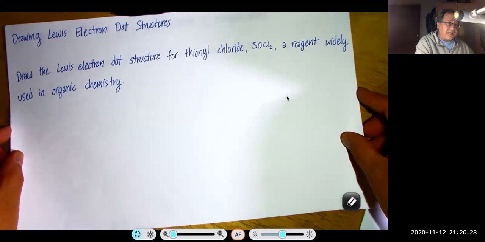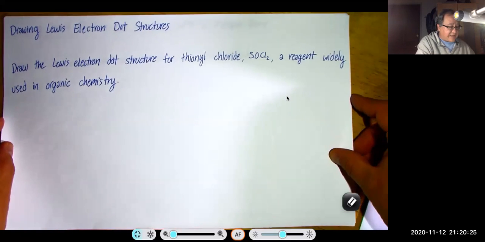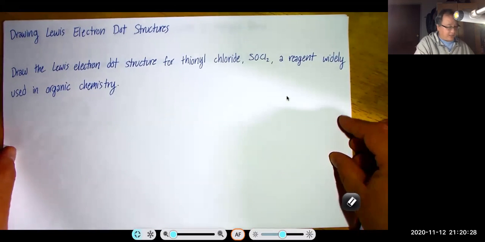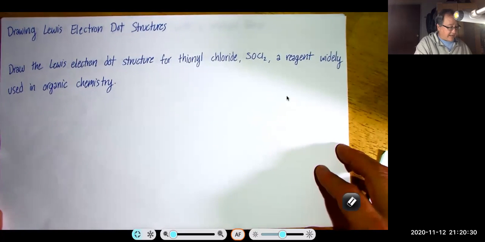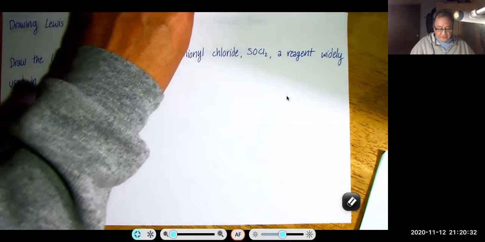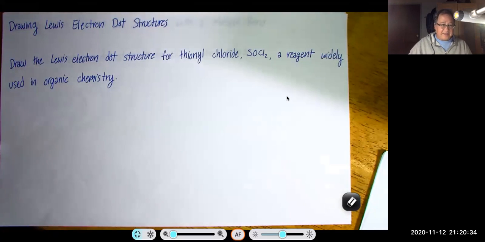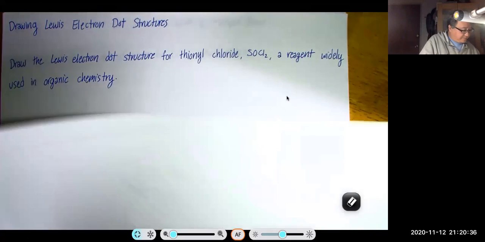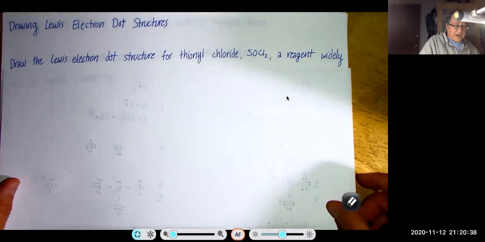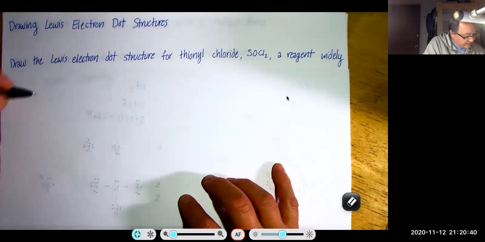Draw the Lewis electron dot structure for thionyl chloride, a reagent widely used in organic chemistry. So let's take a look at how we solve this one. So thionyl chloride, SOCl2.